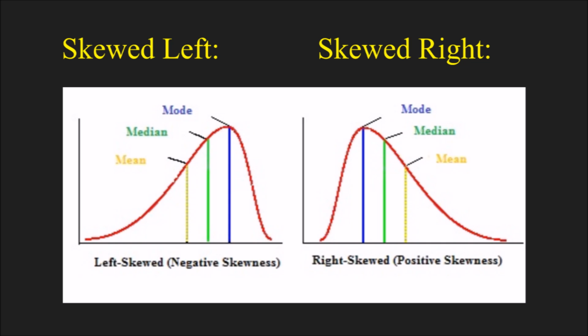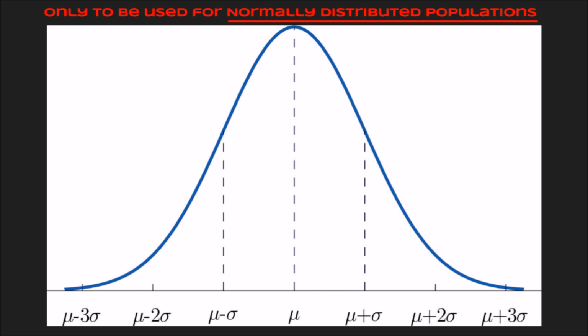Skewed graphs are steep on one side and taper off on the other side. The bell curve is symmetric across the vertical axis, so it tapers off on the right side the same way that it tapers off on the left side.